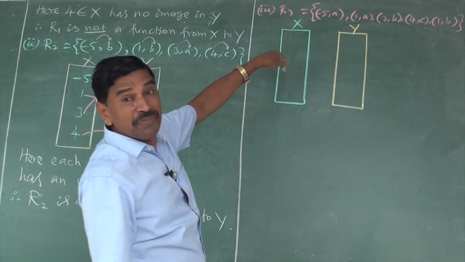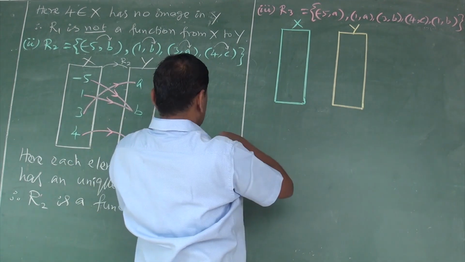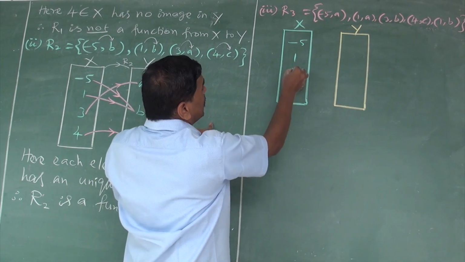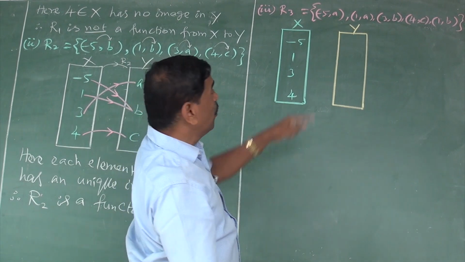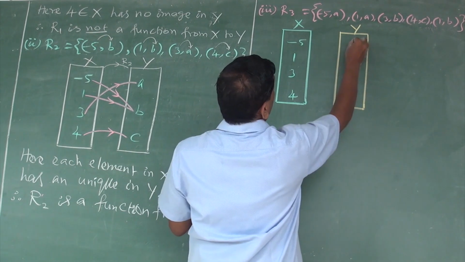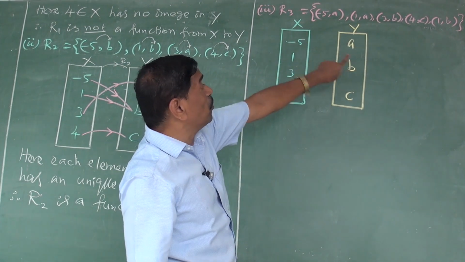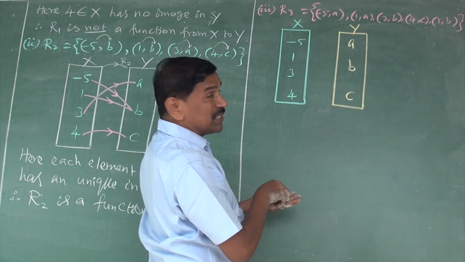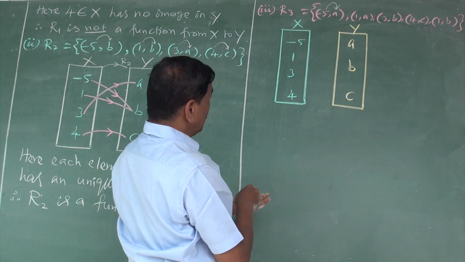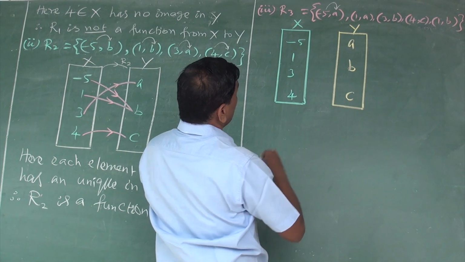X set can take the values from the given data. X set contains the elements minus 5, 1, 3, 4. Y set elements, what are they? It is clear that Y set elements are A, B, C. From the relation, we want to map. How to map? Using pencil work. Minus 5's image A. We used 2 colors. Okay, minus 5's image A.